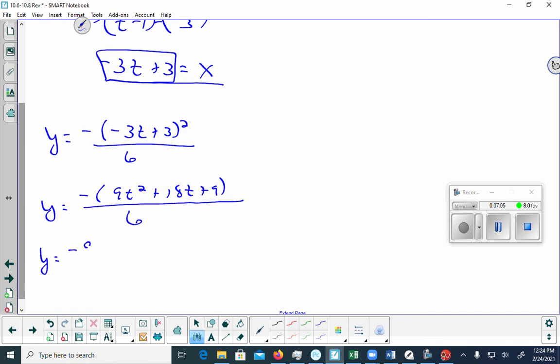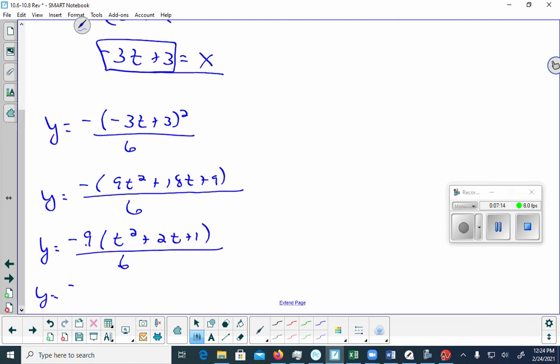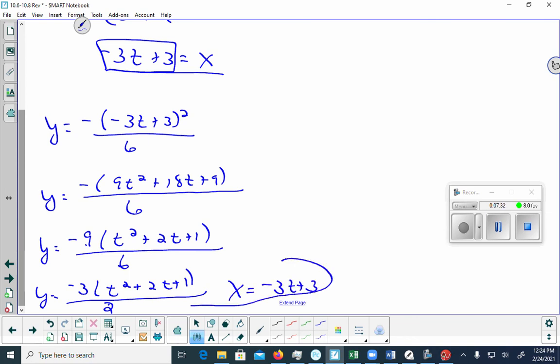So negative 9, and then this will be t squared plus 2t plus 1 over 6. And then these two can simplify. So y is equal to negative 3 times t squared plus 2t plus 1 all over 2, because I divided both of them by 3. And so my answer is going to be this for y, and then x is equal to negative 3t plus 3. So I have to have both of those equations for my answer. Okay?